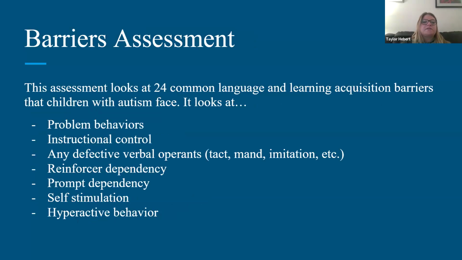Then the barriers assessment looks at 24 common language and learning acquisition barriers that a child with autism faces. Some of the things it looks at are different problem behaviors, instructional control, any defective verbal operants, reinforcer dependency, prompt dependency, self-stimulation, and hyperactivity behavior, and a lot more.